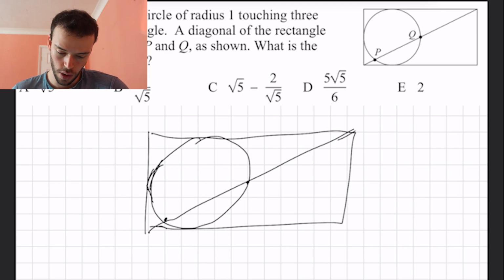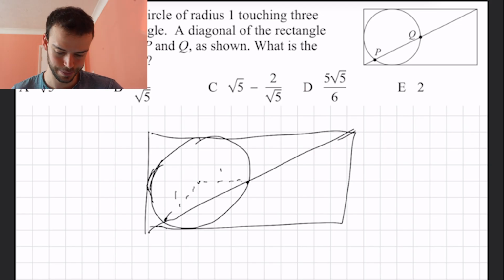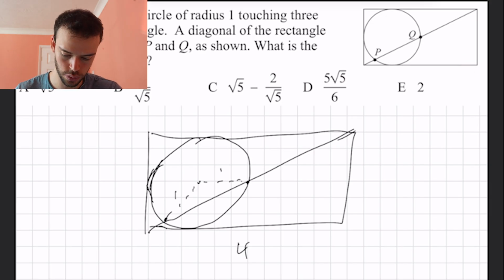Okay, what information can we label the diagram with? Well, we know that the circle has a radius of 1. So we could connect the center of the circle to our points: 1 and 1. What other information do we know? Well, we know that the entire length of this rectangle is 4 and the height is 2. So let's just put that in as well. That could be useful for us.